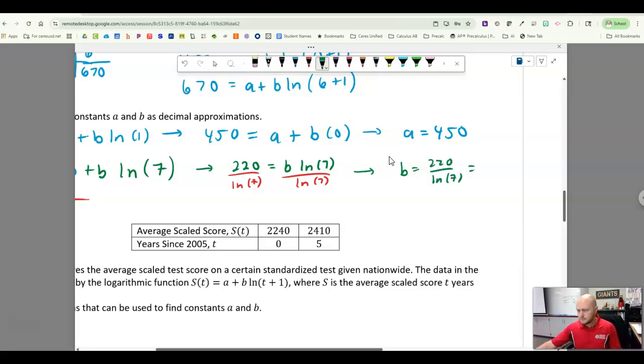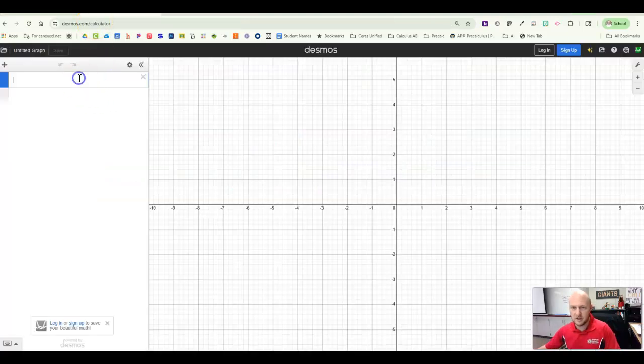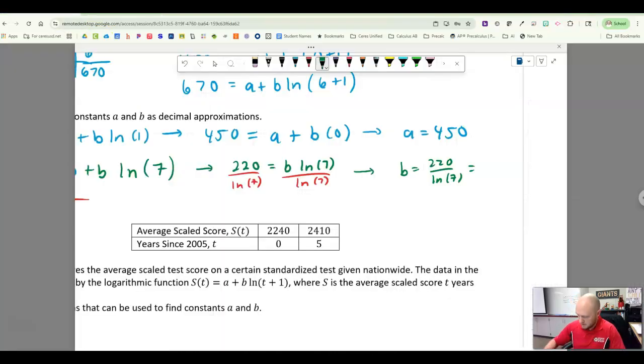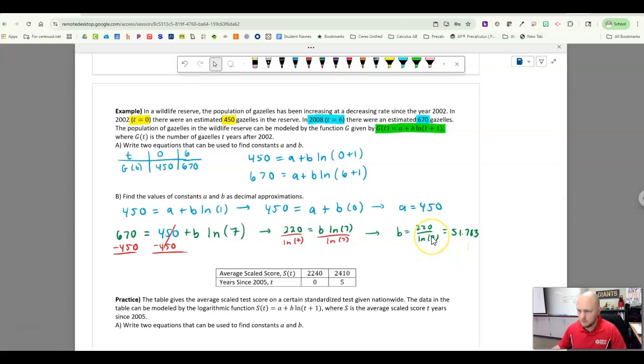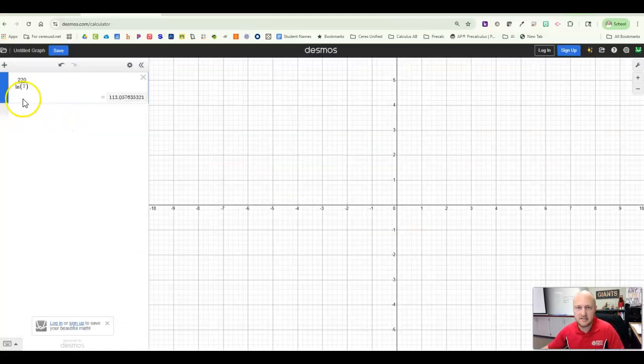And again, I'm going to go to my calculator and I'm just going to plug that in. So 220 divided by natural log of 7, and we get 51.783. And there's a and b. Pretty smooth. Oh, actually I had a typo. That's not what we had. I typed in 7D, not 7. So natural log of 7, so 113.058.